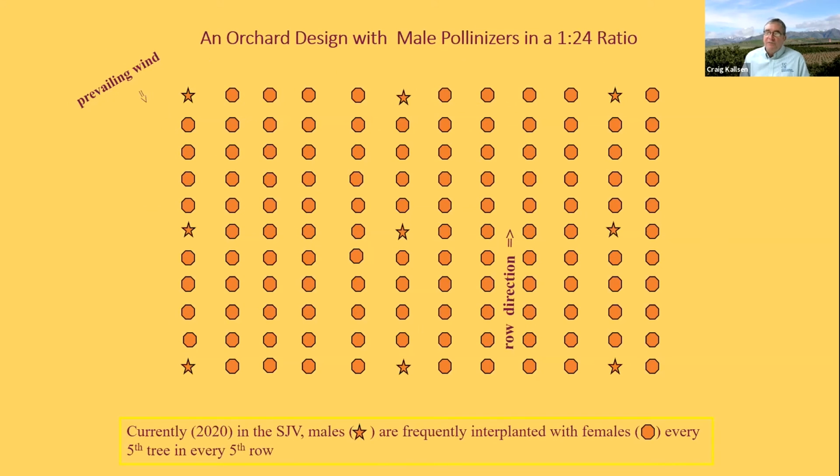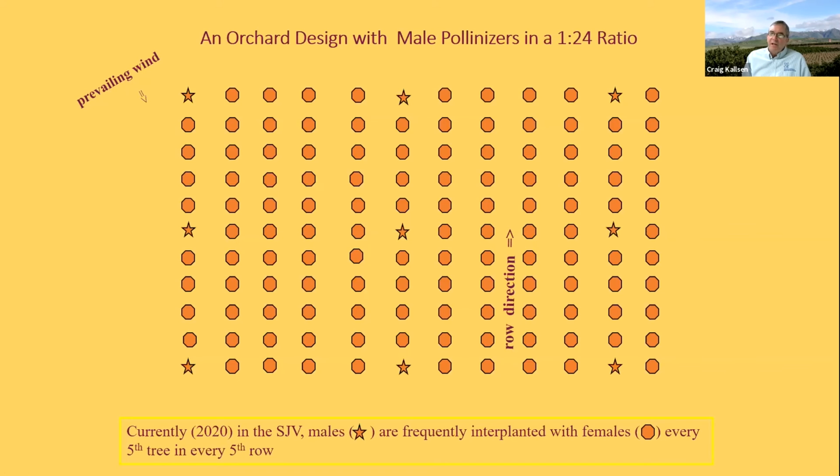Here's a typical design for spacing males amongst female trees in an orchard. A very common ratio of male to females is 1 male for every 24 females. And we generally want the female trees to be roughly the same distance from a male. One way to achieve this is to plant one male in every 5th tree within the row and in every 5th row. And these stars would represent males and the circles females.